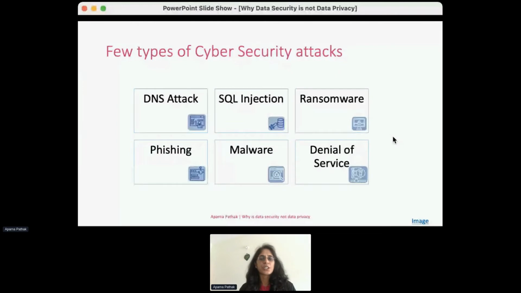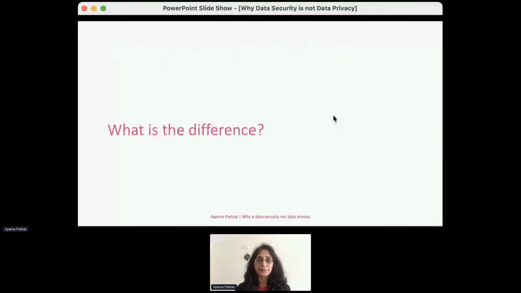But when we move to the digital world, we see a lot of cyber security attacks, be it SQL injection, ransomware, phishing, and many other things. I'm not getting into them. But every cybersecurity attacker is looking for something which is valuable for them, how they can make financial gains or something else like that. What is that valuable thing? Mainly data.